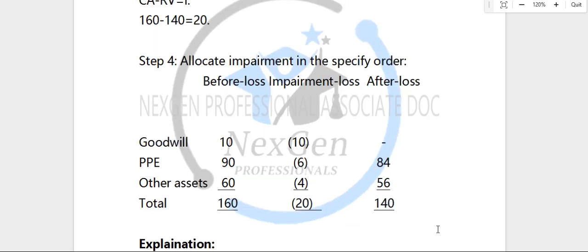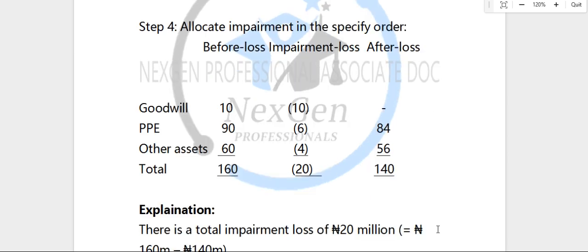So how do you allocate it? Assuming this is an independent asset, what we just do is take it to the profit or loss account, or other comprehensive income, and you are done. But since it is a cash generating unit, like I told us, it follows a sequence. And the sequence is that first of all, you write off the goodwill. From the question, we were told that the goodwill is 10. So first of all, we write it off. That's how you have before the loss, then the impairment loss allocation, and then after the impairment loss allocation. So the goodwill before is 10. We'll take 10 from the 20. We have 10 remaining. Our PPE was 90.